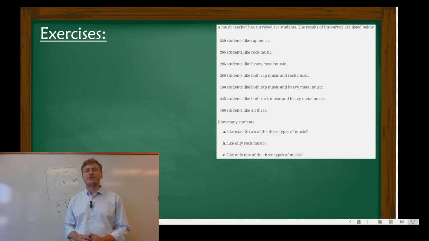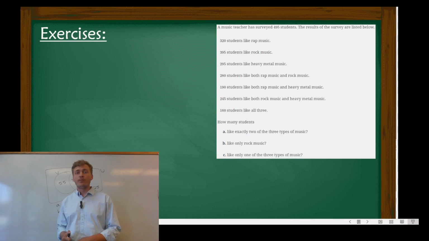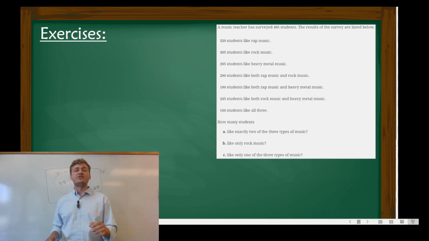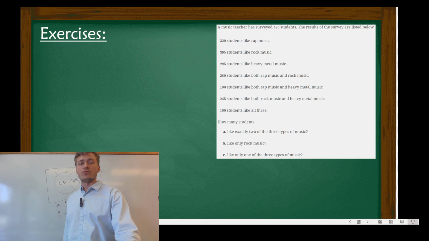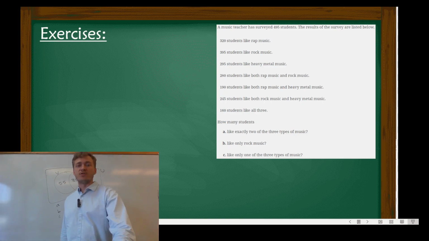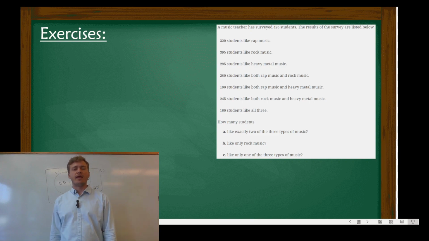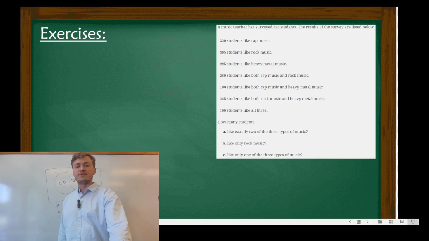A music teacher has surveyed 495 students. The results of the surveys are listed below. And note here, we got a lot more going on, because below it says 160 students like all three. So in this case, we're going to look at a Venn diagram containing 3 circles, right? And then we're going to answer our 3 questions below. So give you a moment here, if you need to pause the video and create your Venn diagram consisting of your 3 circles.